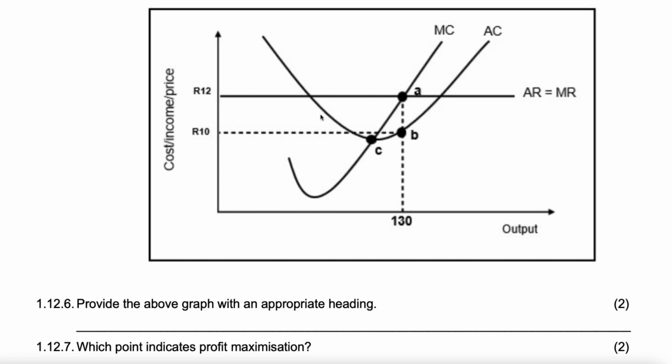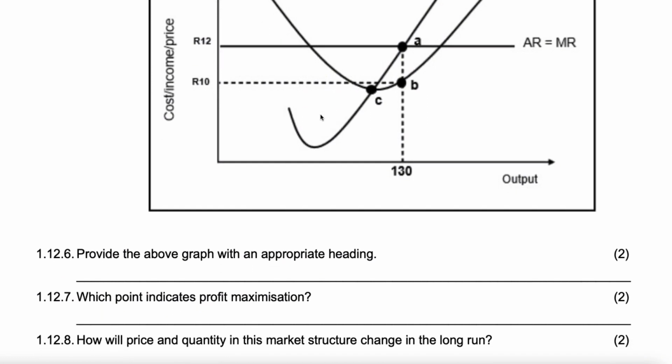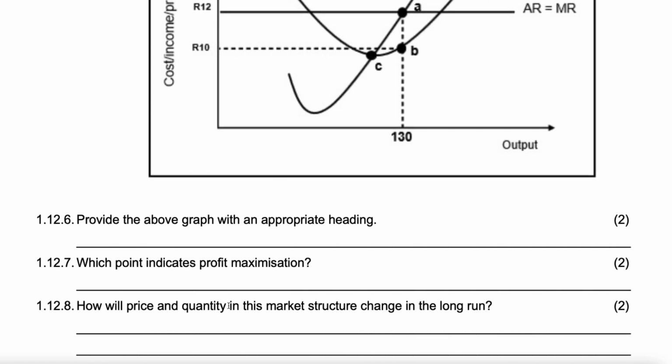So going back to this particular question, it says, how will price and quantity change? Make sure you identify what it is that you're being asked. If you say it will change to normal profit, you are not answering, because that way you would be answering the question, how will this equilibrium position change in the long run? That's not what's being asked. What's being asked is two specific things. What will happen to price?